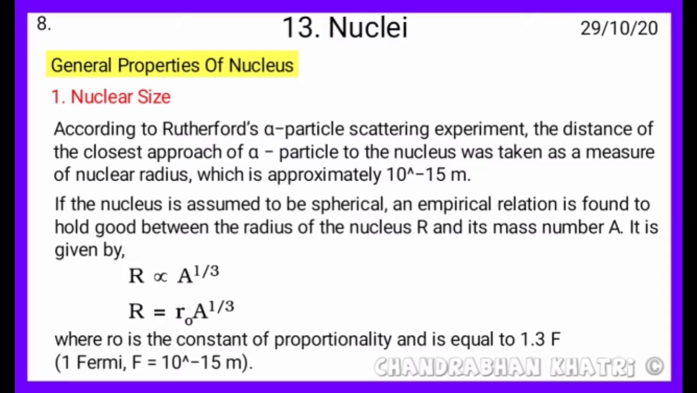It is given by capital R is directly proportional to A raised to power 1 by 3, or capital R is equal to R naught A raised to power 1 by 3, where R naught is the constant of proportionality and is equal to 1.3 Fermi. 1 Fermi, capital F, is equal to 10 raised to power minus 15 meter.